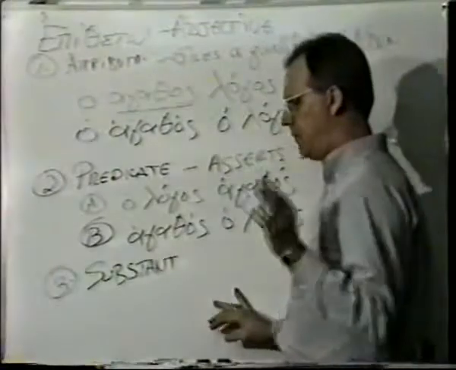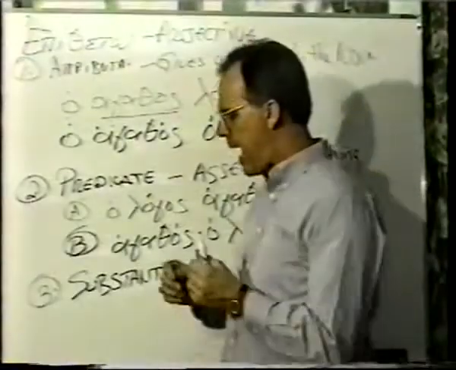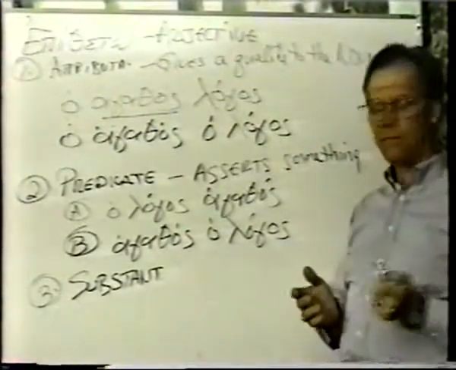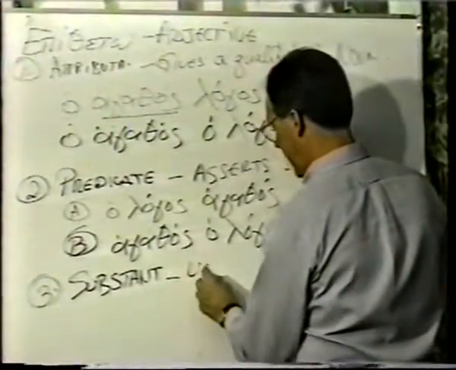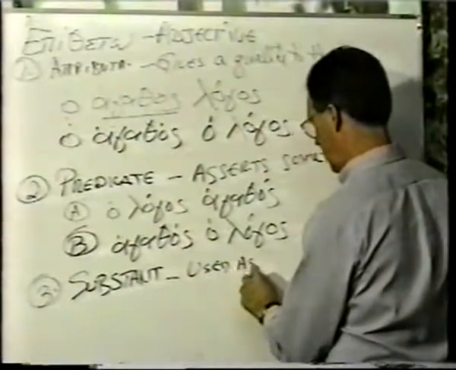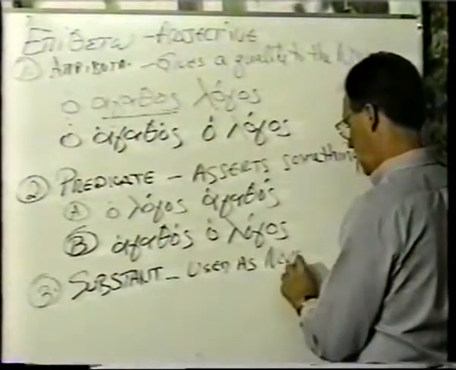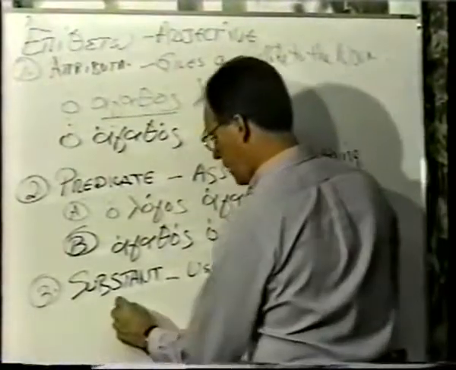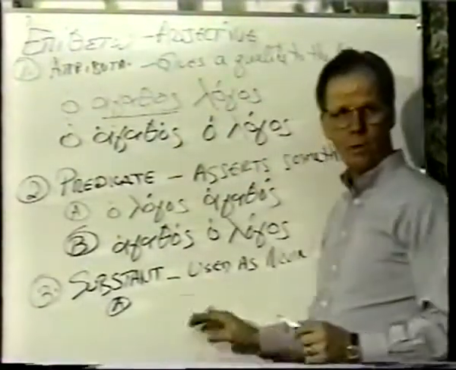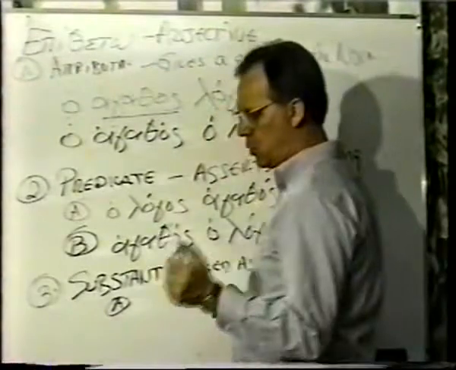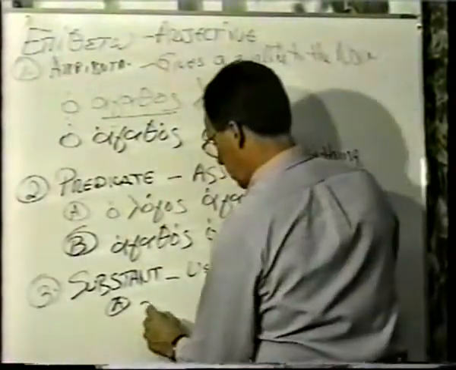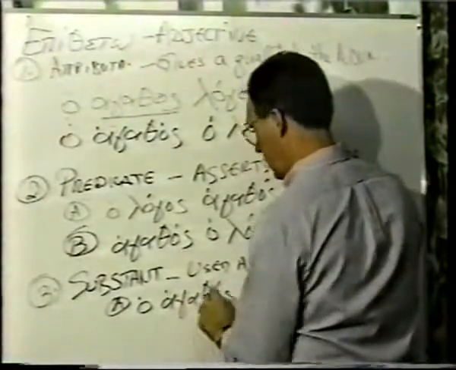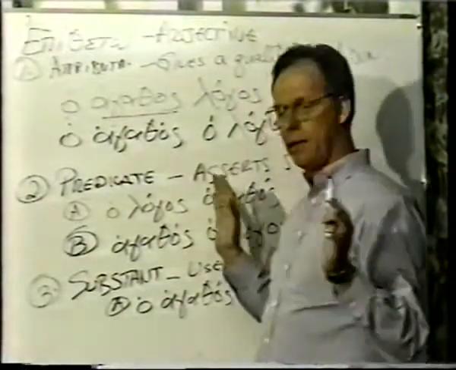Is the substantive use, and this is the adjective. This means the adjective is used as a noun. It's used as a noun. Let me give you a couple of illustrations of this. First, are we still getting this on the board? Okay. First, we can say o agathos. That's all we say. O agathos.